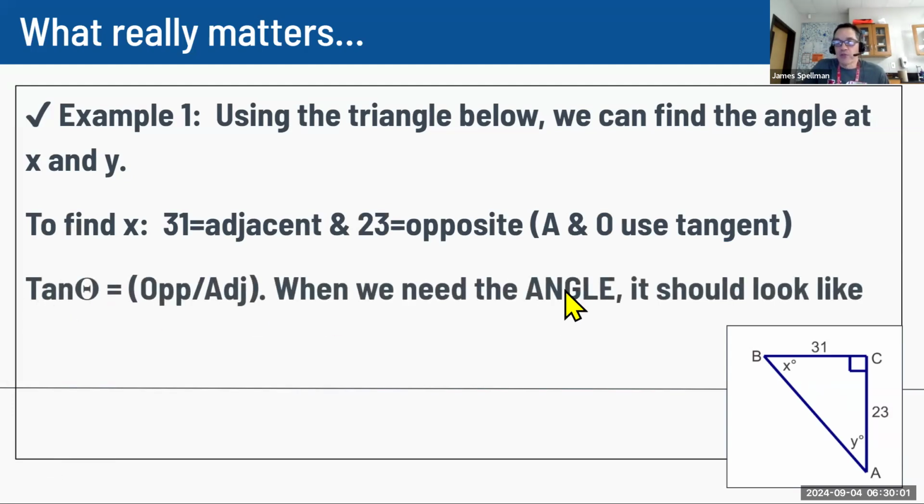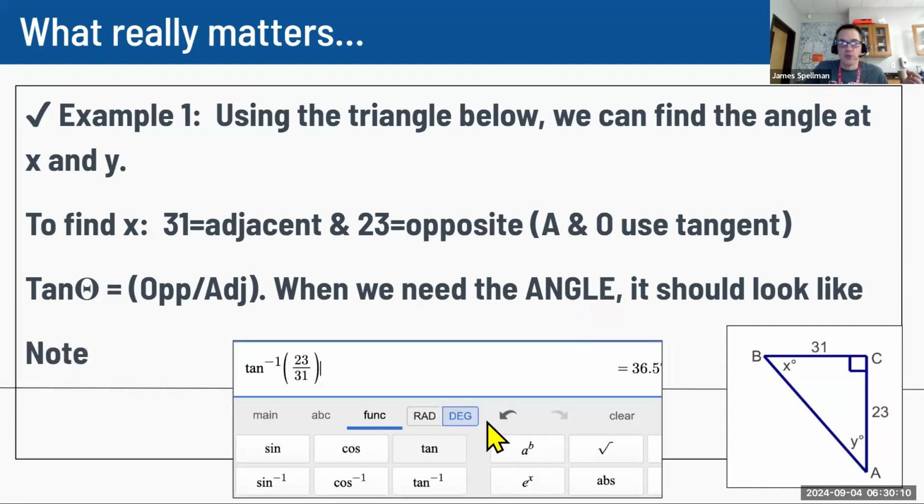And because we're looking for the angle, remember this always: when we're looking for the angle, that's when we use the inverse function. So we're going to put this into our calculator and make it look like this. We're going to do the inverse tangent and then 23 over 31 because it's still opposite over adjacent. And it's going to give us this little number right here, which is 36.5. And that's our answer.